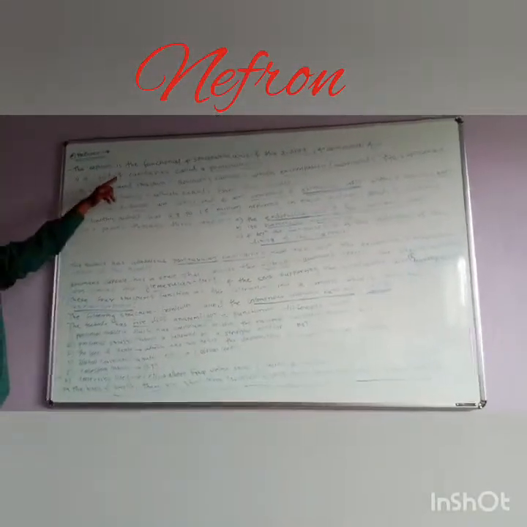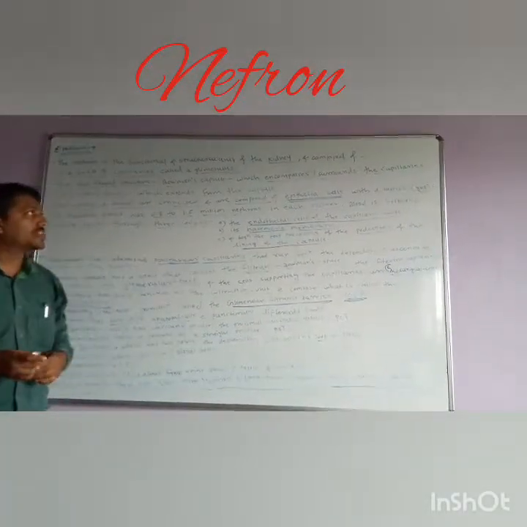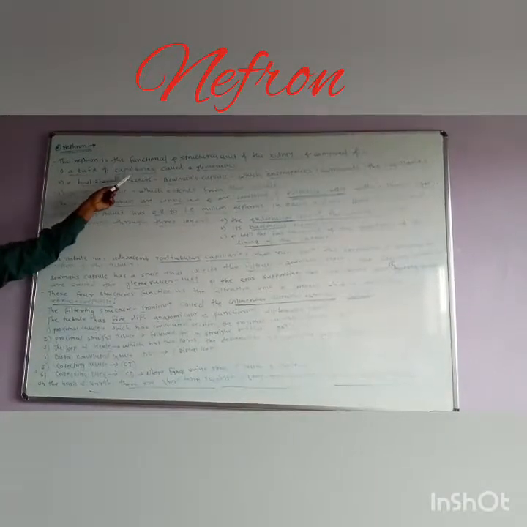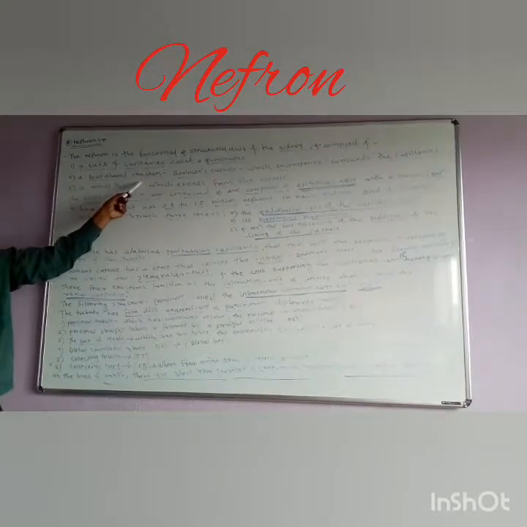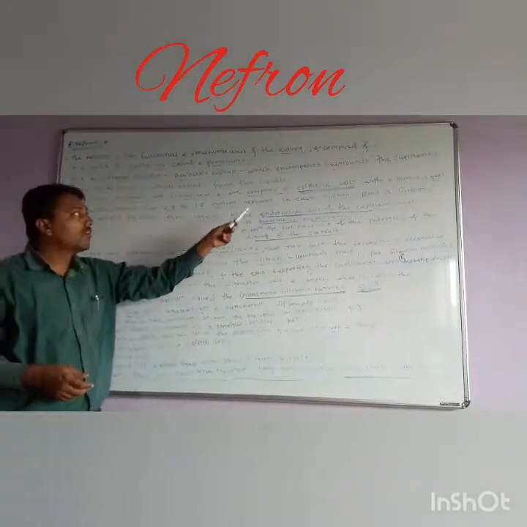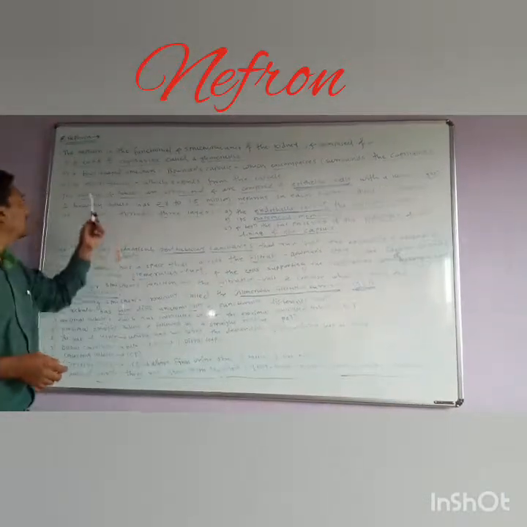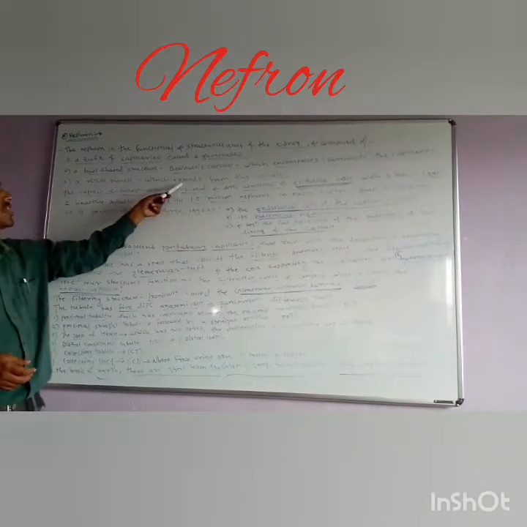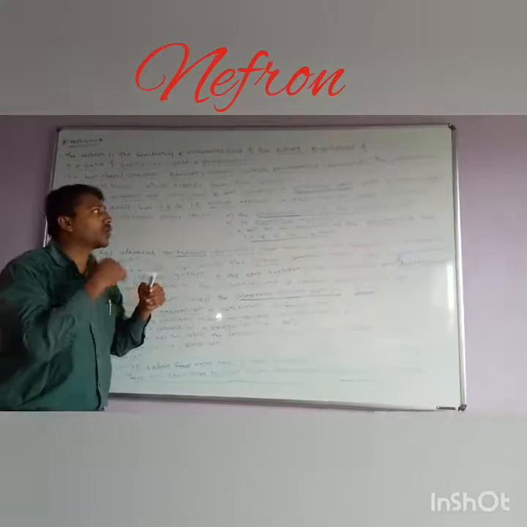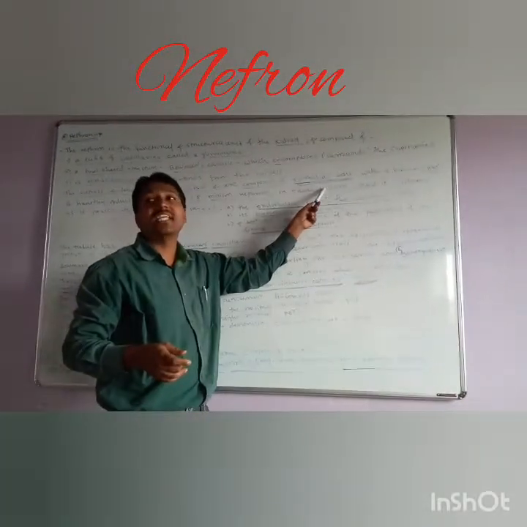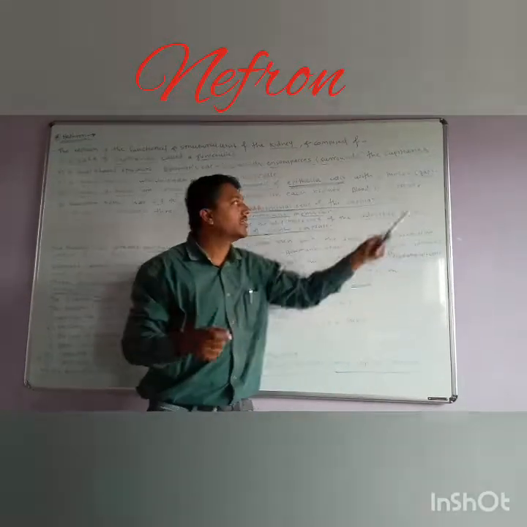So the nephron is the functional and structural unit of the kidney, which is composed of a tuft of capillaries called the glomerulus. Second, a bowl-shaped structure, the Bowman's capsule, which encompasses or surrounds the capillaries. Third, a renal tubule which extends from the capsule. The capsule and tubule are connected and composed of epithelial cells with a lumen. That lumen is nothing but the gap.